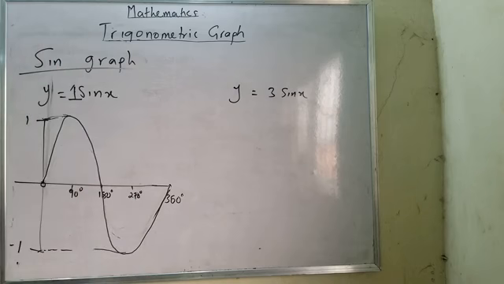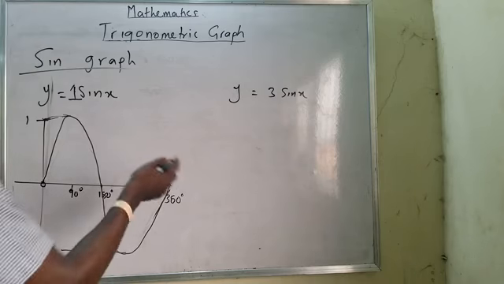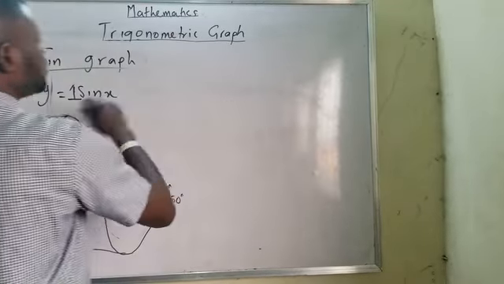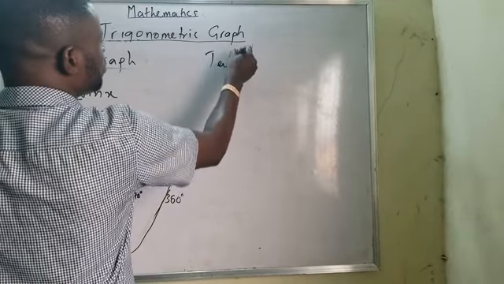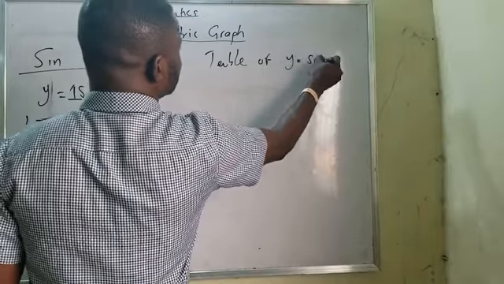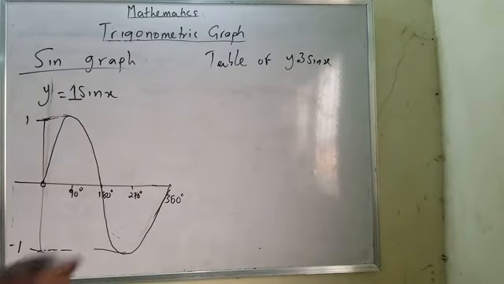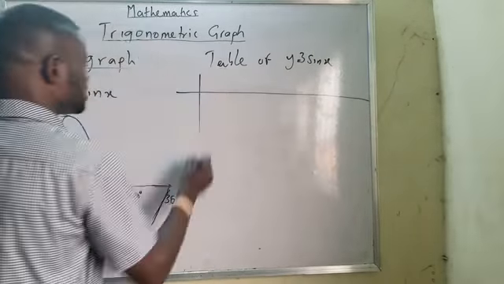Now why I'm talking about the form: for instance, when you have something like this, you know how to generate the table. Don't forget you have to generate a table. Let me quickly generate the table here so that you'll be able to understand. This is how the table will be. Table of y equals sine 3x. If I have something like this, let me set my table like this.